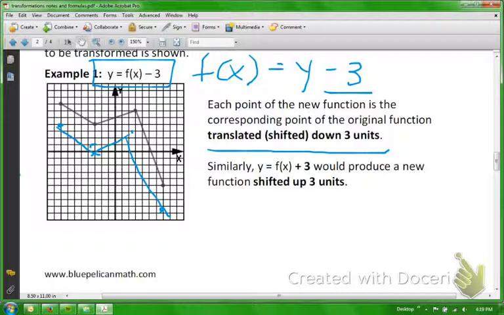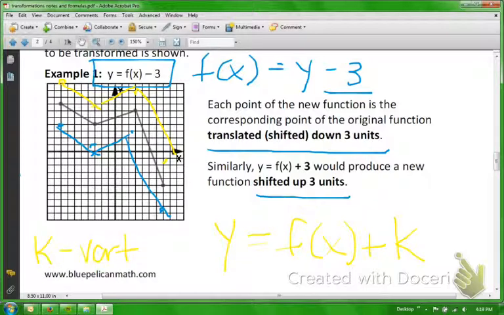Now, if it looked like this, with its plus 3, I'm going to shift it up 3 units. So let's change color here. If I want to go up 3 units, I'm going to count up 3 and have a point. Count up 3. Count up 3. And then count up 3 for my endpoint. So my new graph looks something like this. Generally, the way you will see this written is y equals f of x plus k. And k is your vertical shift. So make a note of that. k is your vertical shift.